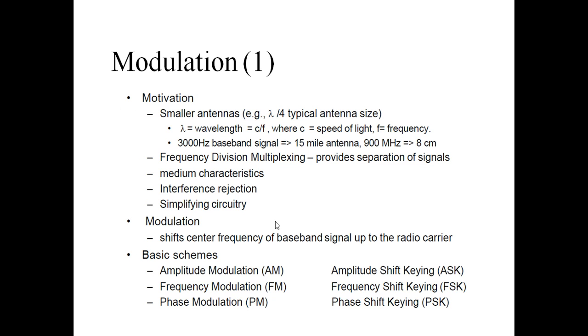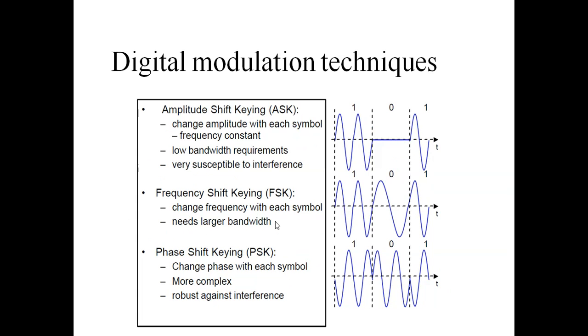So all these are the motivations for why we do modulation. We already studied them in the class: smaller antennas, multiplexing, medium characteristics, interference rejection, and simple circuitry. So here we come to our digital modulation techniques. In this lecture we give the basics of these three techniques: amplitude shift keying, phase shift keying, and frequency shift keying.